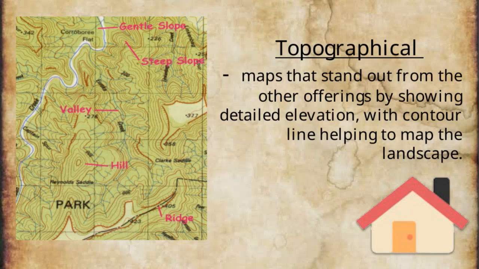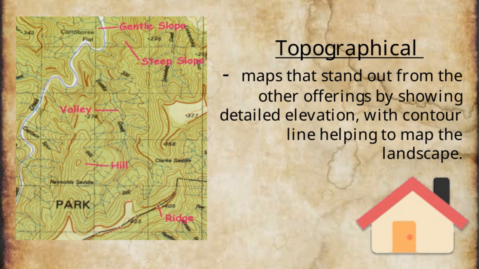Let's take a look at topographical maps. These maps really stand out from other types because they show detailed elevation information. What makes them unique are the contour lines, which help us visualize the landscape's shape and elevation changes. By understanding these lines, we can get a clear sense of the terrain's ups and downs, which is especially useful for planning outdoor activities, construction, or environmental studies. Overall, topographical maps give us a comprehensive view of the land's physical features, making them an essential tool in various fields.